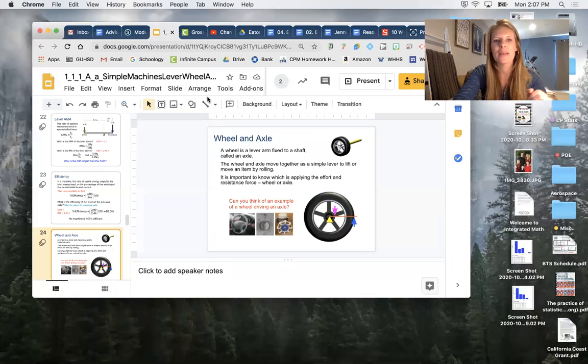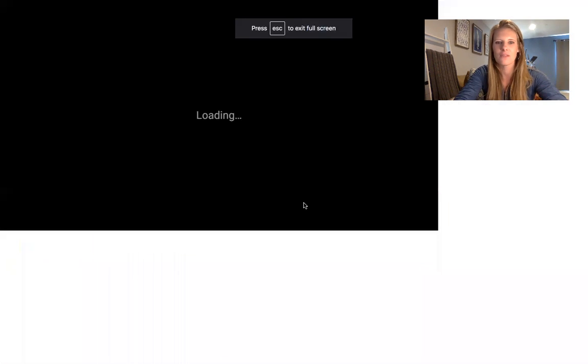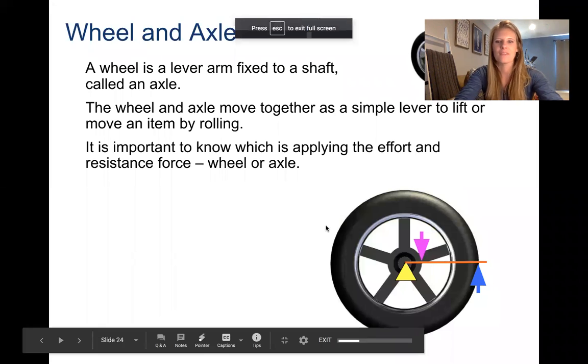So I'm going to go ahead and get back into the slide presentation that we are continuing from. This right here is slide 24, and we'll go ahead and finish this out. So let me go ahead and present this so that you guys can see this a little bit bigger.